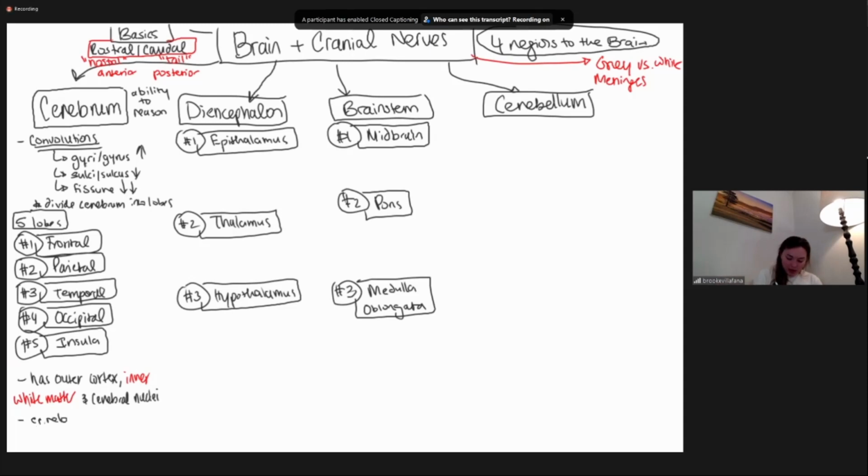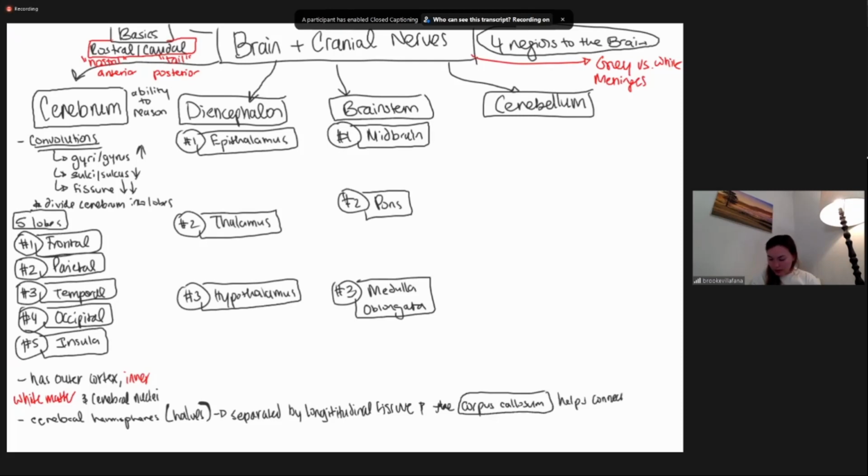The cerebrum is divided in halves. These are called the cerebral hemispheres. What separates the halves of the cerebrum is the longitudinal fissure, and the corpus callosum helps connect those two halves. So again, cerebral hemispheres, I have a left and a right. They are separated by a longitudinal fissure, and the corpus callosum helps connect them.